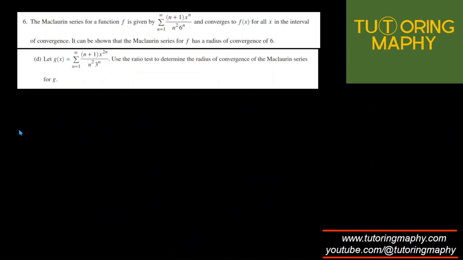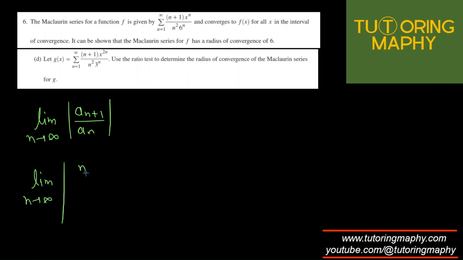And finally, the last one says that this is g of x, and we have to use the ratio test to find again the radius of convergence. So the radius of convergence once again is going to be limit n approaching infinity of a sub n plus 1 over a sub n. That's what we need to find. So limit n approaching infinity of every n is replaced with n plus 1. So this becomes n plus 2, x raised to 2 times n plus 1, n plus 1, n plus 1. And we divide this with a sub n.